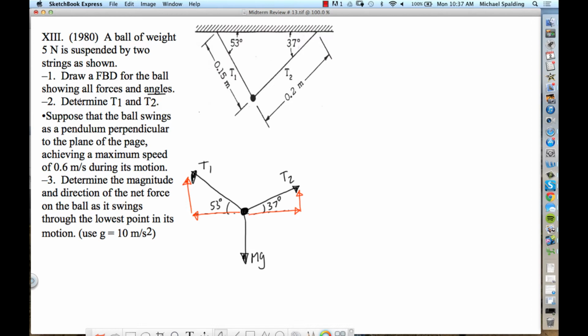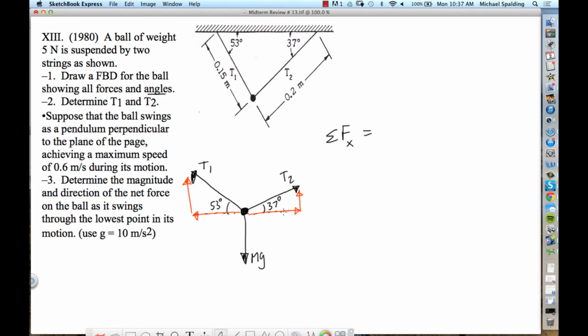Okay, question 2. Determine T1 and T2. So guys, how are we going to find T1 and T2? What do you do after a free body diagram? You sum the forces. So here we go. Summing forces in X, we have 2 X forces.